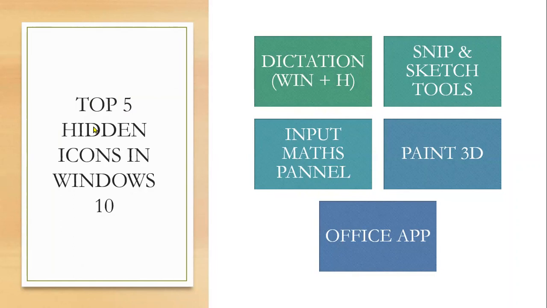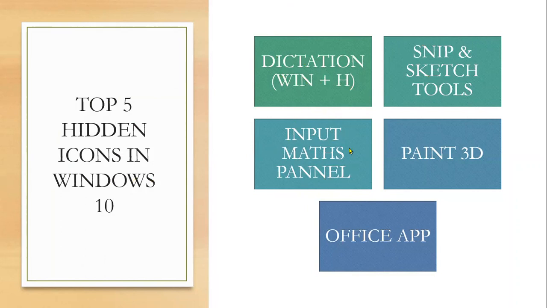We're going to be looking at the top 5 hidden icons in Windows 10. The first one is dictation. In order for us to get dictation, we have to press the Windows key plus H. Then we're going to be looking at Snip and Sketch. You can actually use that to capture your screen.